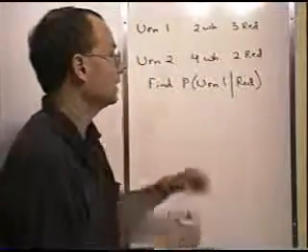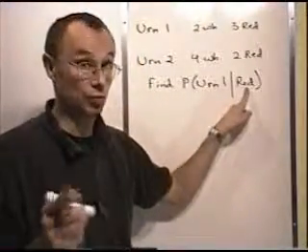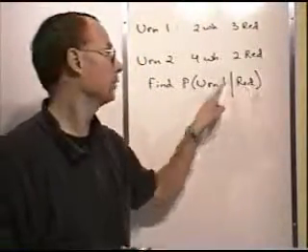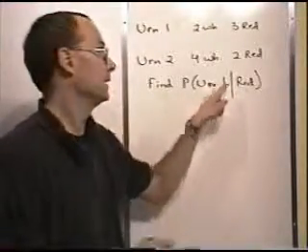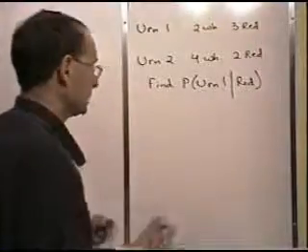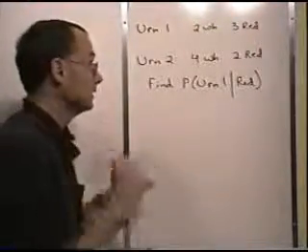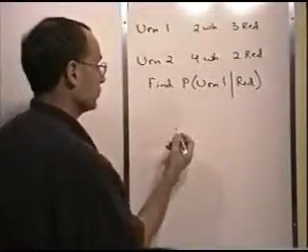Okay? So given that the marble we pulled out was red, what's the probability it came from urn 1? That's kind of the way to analyze this. Now, the best way, as I was saying, is to use a tree diagram. So here's what we're going to do.